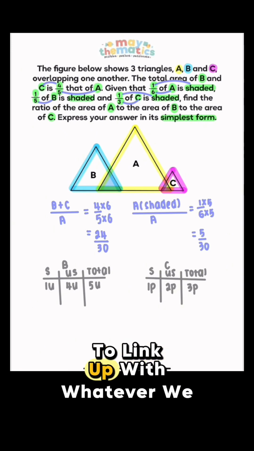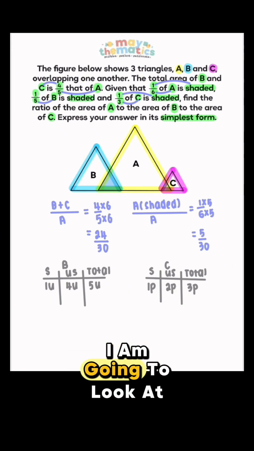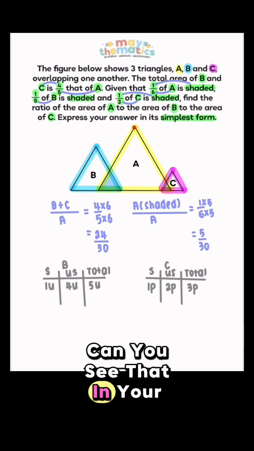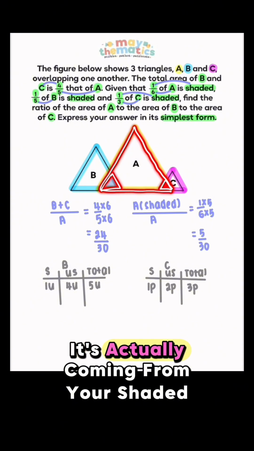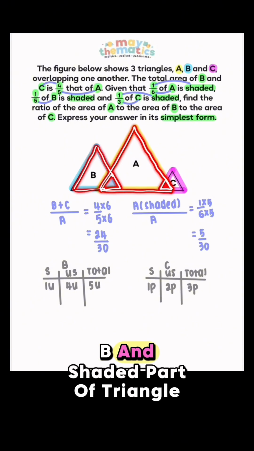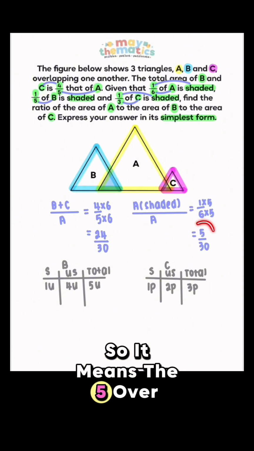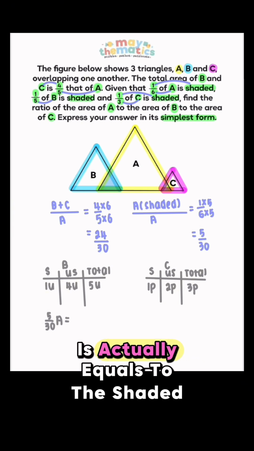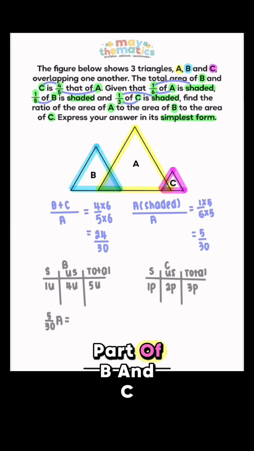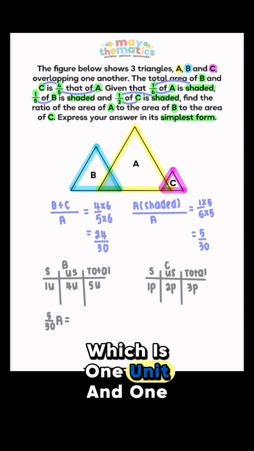Now from here, to link up with whatever we have earlier on, I am going to look at the A shaded. Can you see that in your triangle A, that is shaded here and here, it is actually coming from the shaded part of triangle B and the shaded part of triangle C? So it means the 5/30 here, which is represented by shaded of A over A, is actually equal to the shaded part of B and C, which is 1 unit and 1 part.